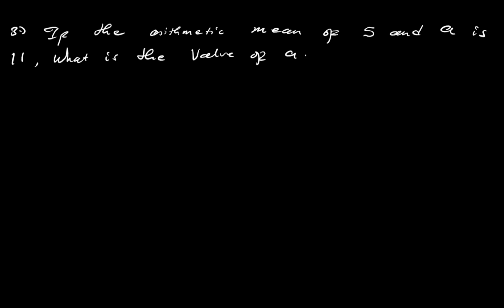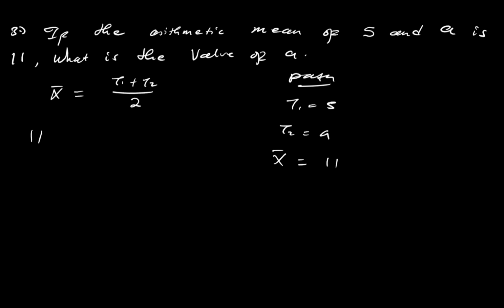Now, to find the arithmetic mean, all we have to do is add two terms and then divide by 2. So the mean x bar is always equal to term 1 plus term 2 divided by 2. In our case, we can collect data. The first term is 5, term 2 is a, but the mean has been given to be 11. So you can say 11 is equal to 5 plus a over 2.